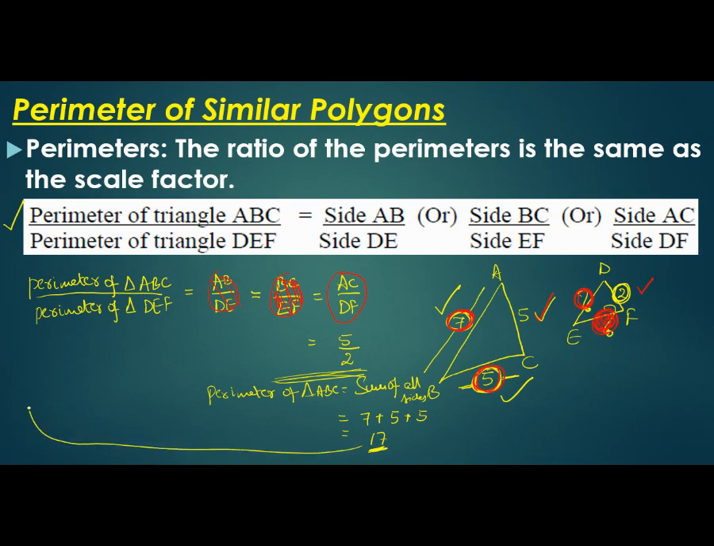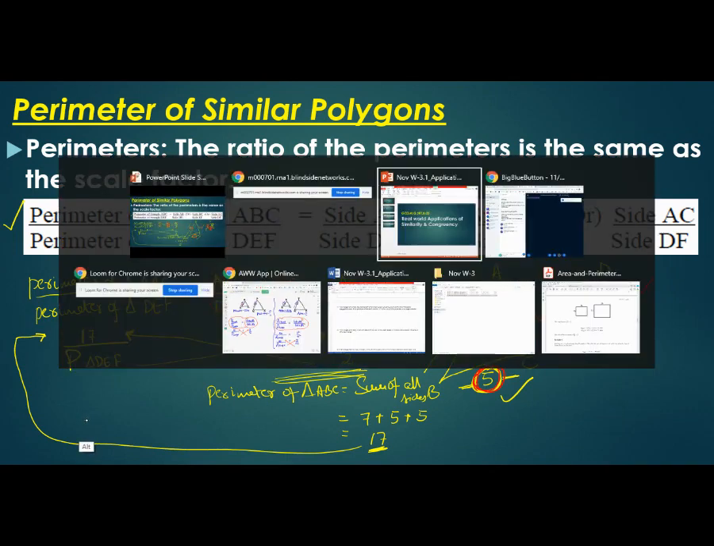Therefore, the perimeter of triangle ABC is 17 units over the perimeter of triangle DEF, which I don't know, and that equals 5 over 2. At this point, we go for cross multiplication and figure out the value of the perimeter of triangle DEF. Anyhow, let me go to the whiteboard and there I'll give you some examples.